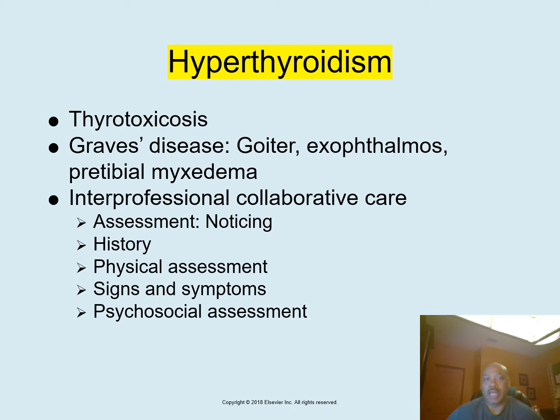Now, what I would like for you to do is also to read chart 63-1, located on page 1265, for effects and signs and symptoms of hyperthyroidism on each system. So you'll see each system broken up, cardiac, and others. You should be able to see the impact that hyperthyroidism has on these different systems.